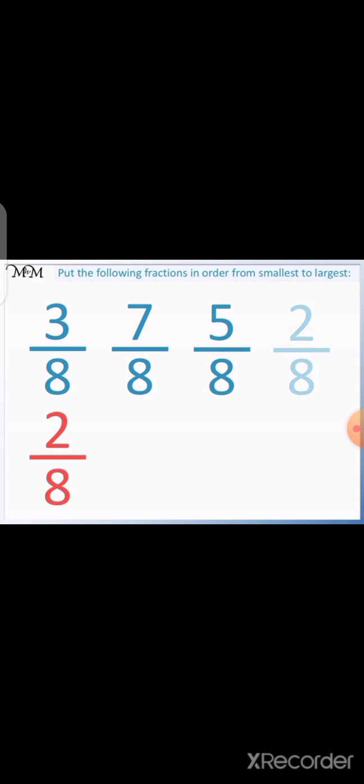Now next is, there are fractions 3/4, 3/6, 3/8. These are unlike fractions. So you can arrange in ascending order also. Ascending order means smaller to bigger. 3/8 is the smallest one, then 3/6 and 3/4.